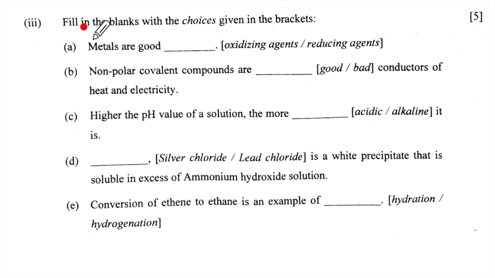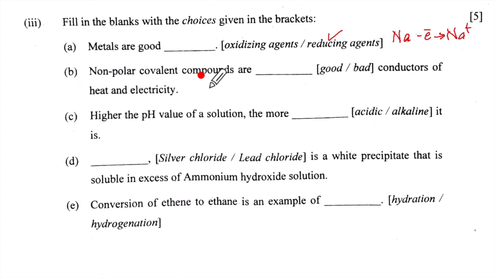Third part of question 2 is fill in the blanks. Metals are good reducing agents. You know that the metal, supposing I'm talking about sodium, sodium is 2, 8, 1, loses an electron and it becomes Na+, correct? Now this is oxidation, so this electron is supplied to a non-metal and it is going to reduce the non-metal, so it is a reducing agent.